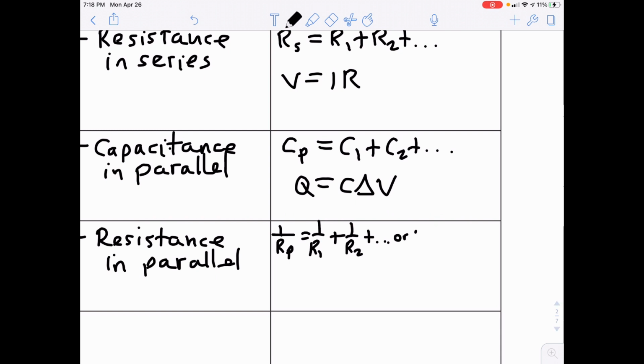Or it could be the product of the two resistors divided by their sum. And yes, again, you'll need the Ohm's law equation.